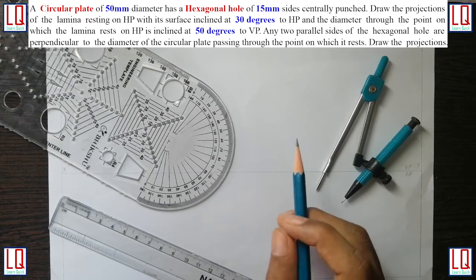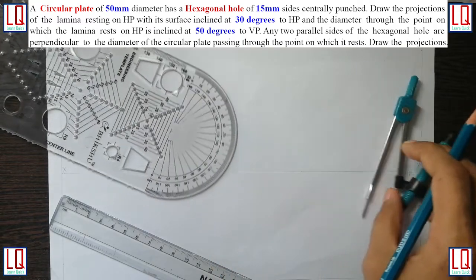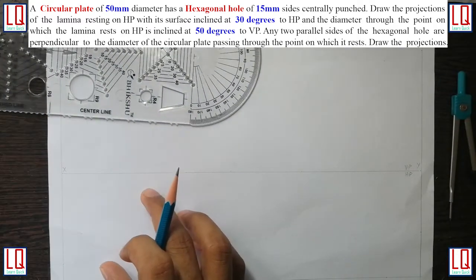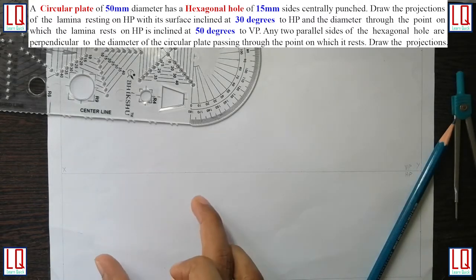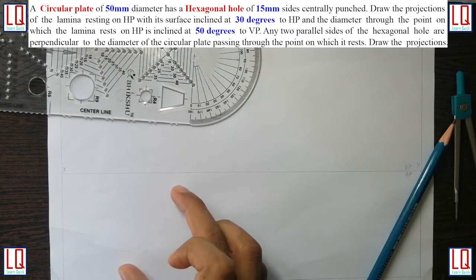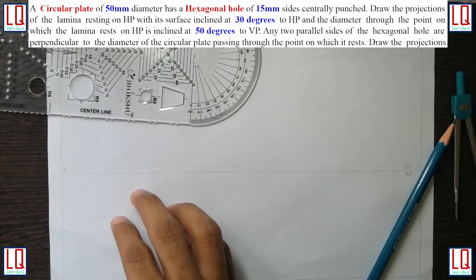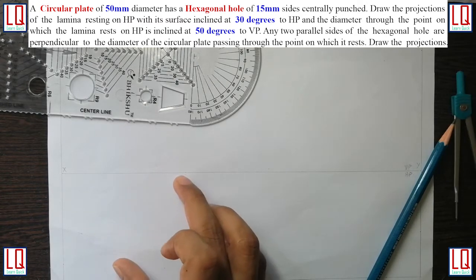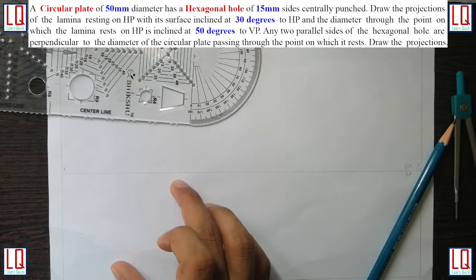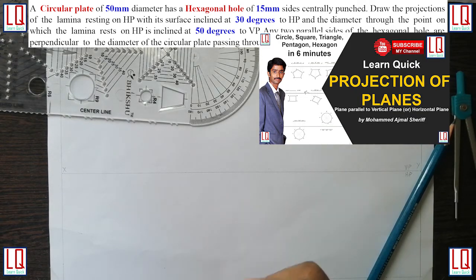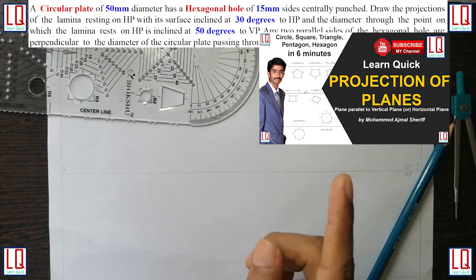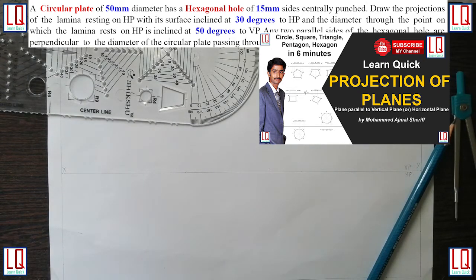Draw the projection. On understanding the question, it is clear that we have to draw the circle below our XY line, and inside the circle a hexagon is punched. To understand the various orientation and position of circle and hexagon, I recommend you to watch my previous video on projection of plane parallel to HP or VP. The link of the video is available in description.